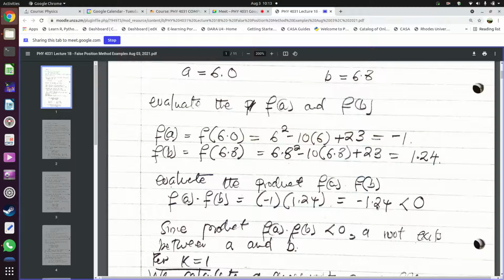So if you are given a bracket, in this case A and B, you work out the value of the function at A, then the value of the function at B, then you multiply the values, f of A times f of B. You get your product. If the product is less than 0, then that means there's a solution in this particular bracket.